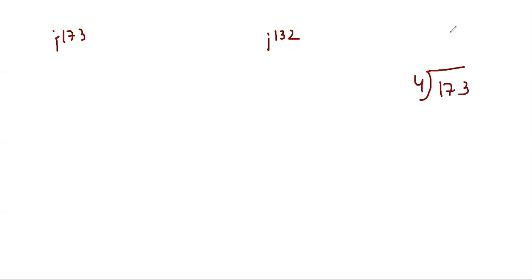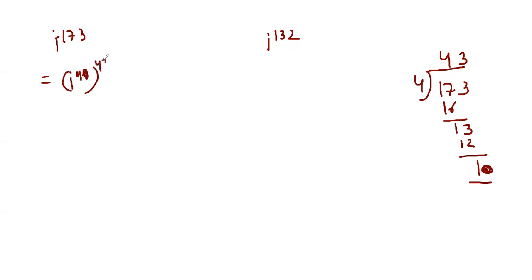173 divided by 4. 4 fours are 16. Minus, 1 left, 13. 4 threes are 12. Minus, 1 left. Sorry, 1 is the remainder. So what will I get here? i raised to 4 into 43.